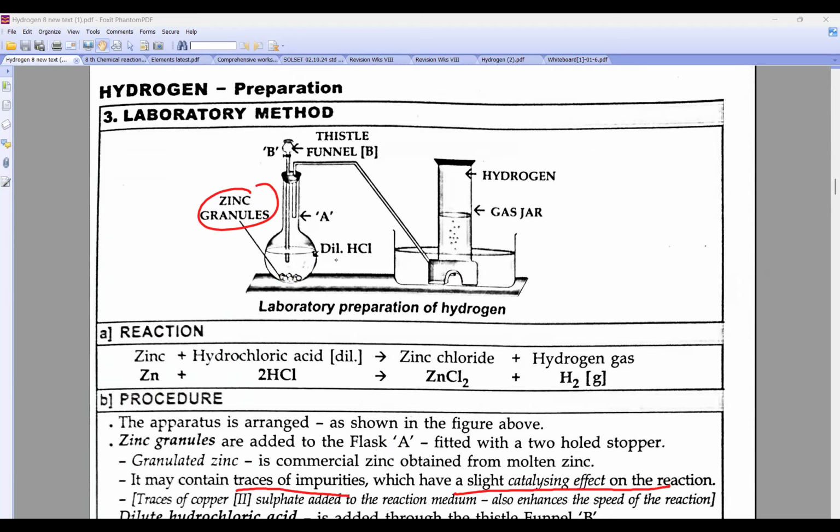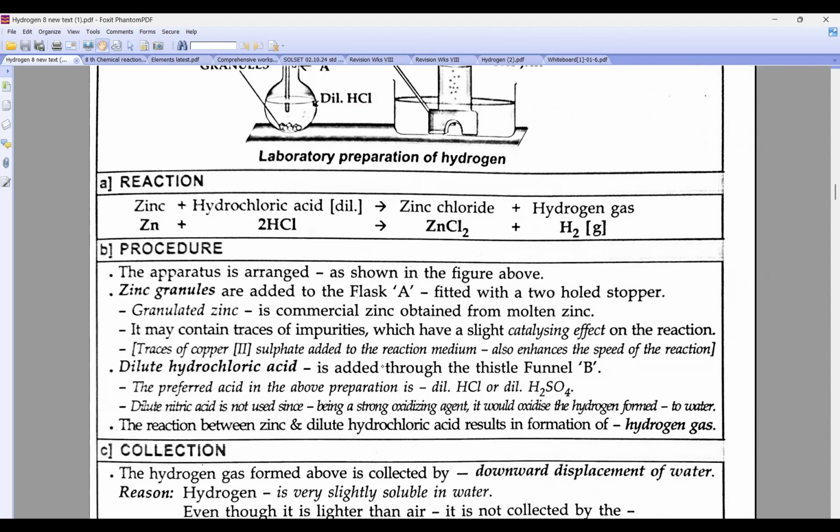Which acid do we use? Dilute HCl or dilute H2SO4. Why can we not use nitric acid? Because it is a strong oxidizing agent and it will oxidize. Look, nitric acid is not used because, being an oxidizing agent, it will oxidize hydrogen to water. What precaution do you have to take in this experiment?